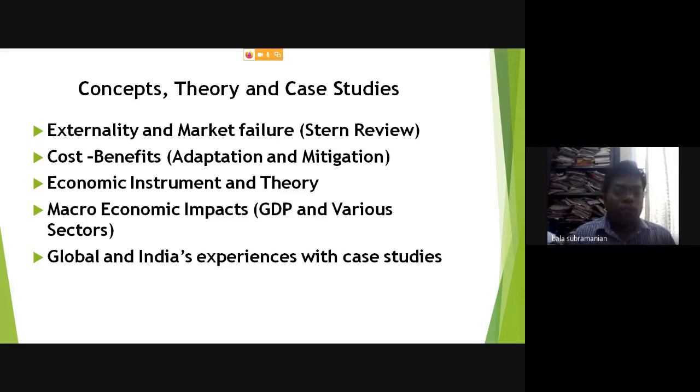The fourth perspective is the macroeconomic impact, especially on GDP. Now we are in the pandemic situation, and see how the GDP is going down. We are already in a minus condition. So how does climate change impact the GDP at the global level and from the Indian perspective, across various sectors, for example agriculture, forestry and fisheries? This is the macroeconomic impact. Finally, the global and Indian perspective with case studies: how the economics of climate change looks in some studies, and the global-level and Indian-level experience.